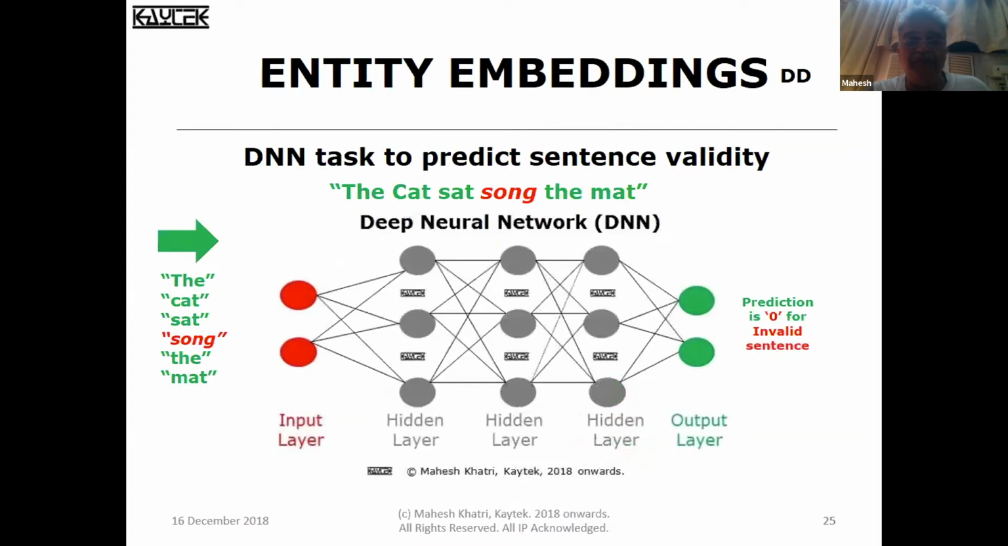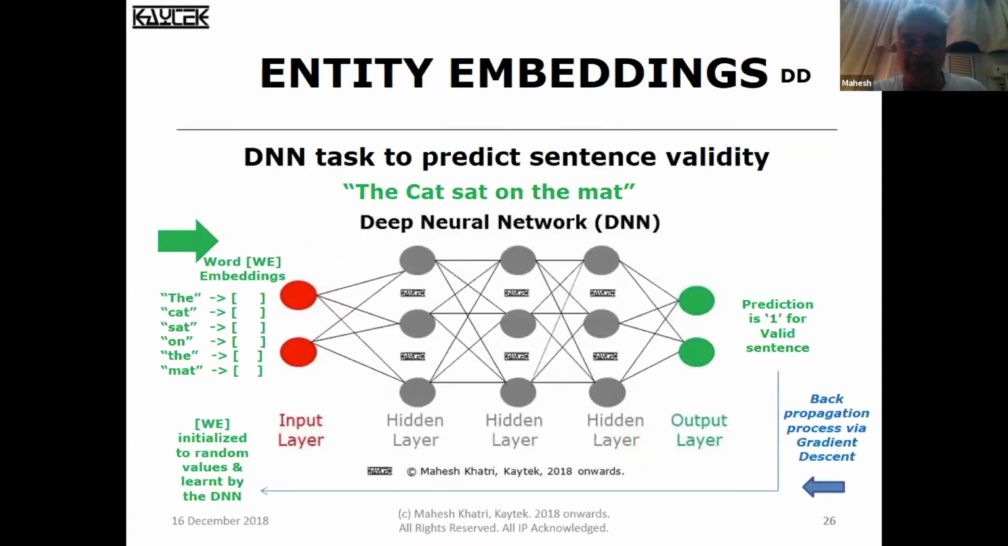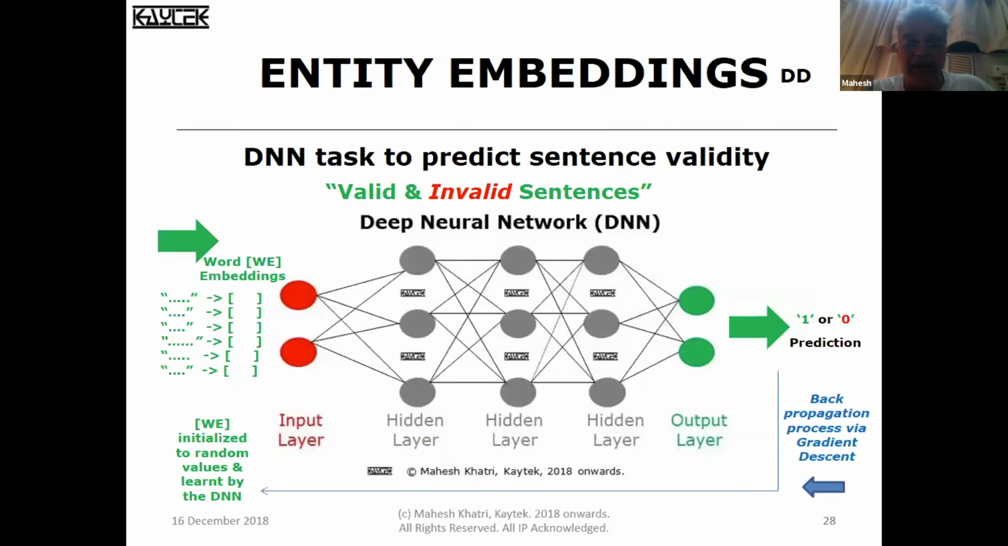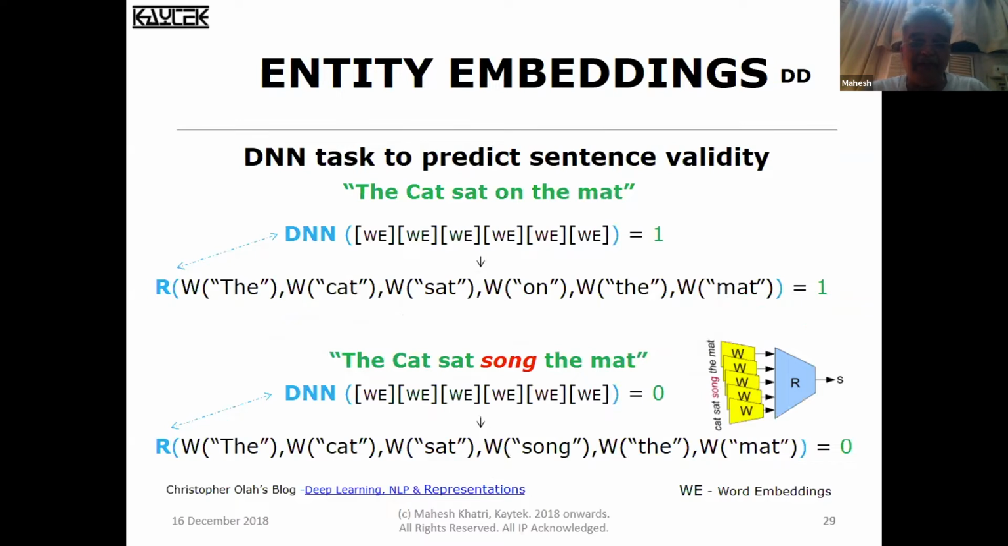I have a sentence in which there is a mistake. It says "the cat sat song on the mat," and this is an invalid sentence. So the prediction is 0. Through the process of back propagation and gradient descent, for both the valid and the invalid sentences, the embeddings essentially get computed and you get certain values which get reflected in the embedding itself.